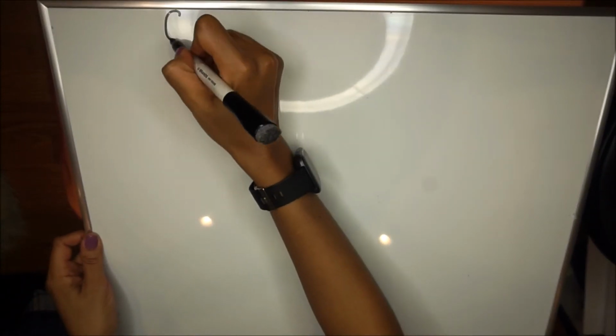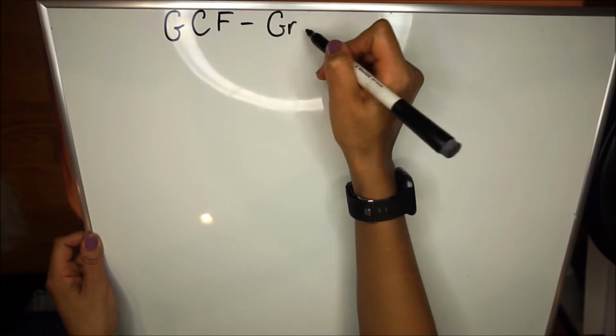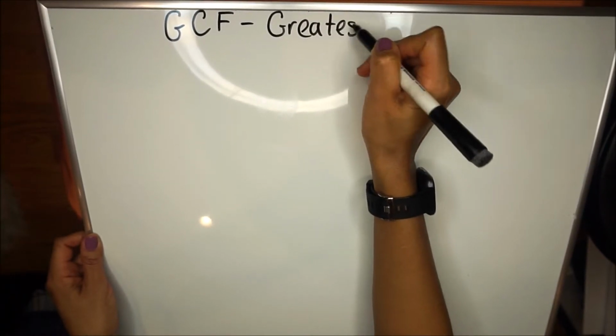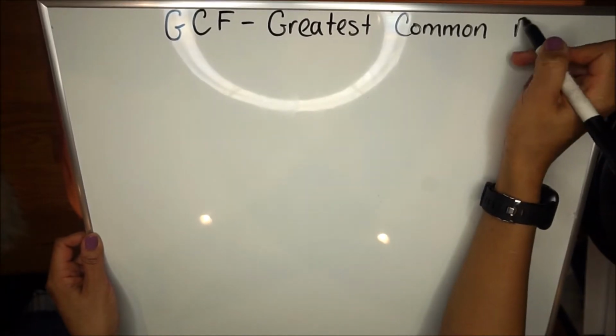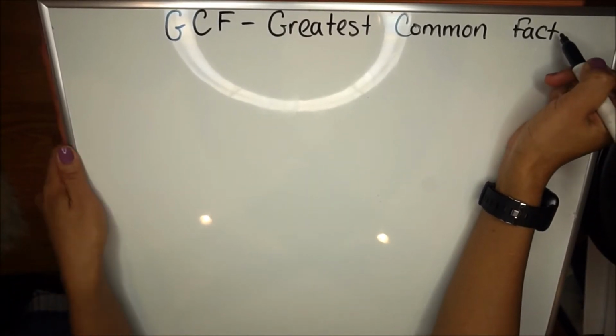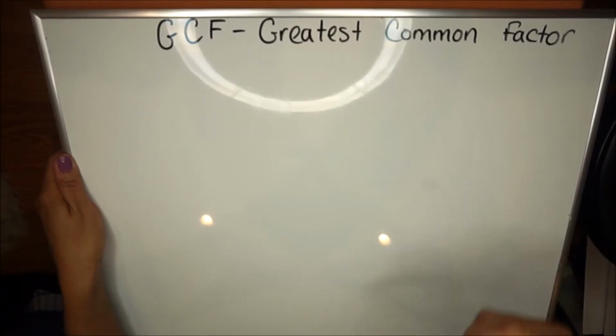Today we're going to learn how to find the greatest common factor of two numbers. So the greatest common factor actually means, I'm going to write it out, greatest common factor. Now, factors are numbers that are used to multiply to get a specific product.